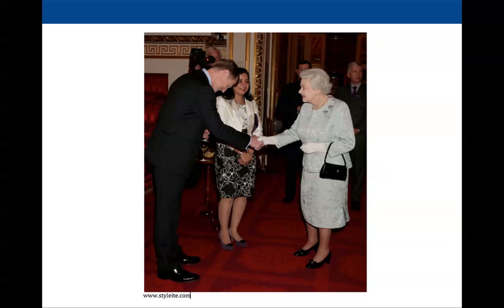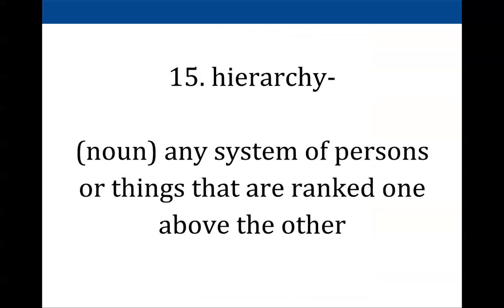You have the king and queen if it's a monarchy, and then below them you have, back in time, things like knights in the middle tier, and then you think of the people at the bottom of the hierarchy, which were the serfs and the peasants. And even in our society today, we have our own hierarchy. It's not as strict as hierarchies in other countries.